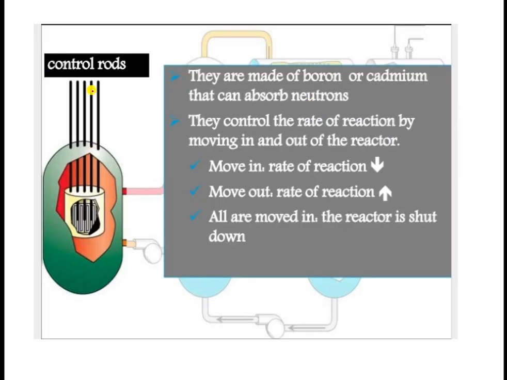Now control rods are available here. These control rods are made up of boron as well as cadmium. These are the two materials which can absorb neutrons. That is, they can control the rate of reaction. That is the very important function of these control rods, by moving in and out of the reactor. Whenever they are moving in, the rate of reaction is decreased. Whenever they are moving out, the rate of reaction is increased. And whenever all are moved in, the reactor is shut down. So control rods play a very vital role in controlling the rate of the fission reaction.